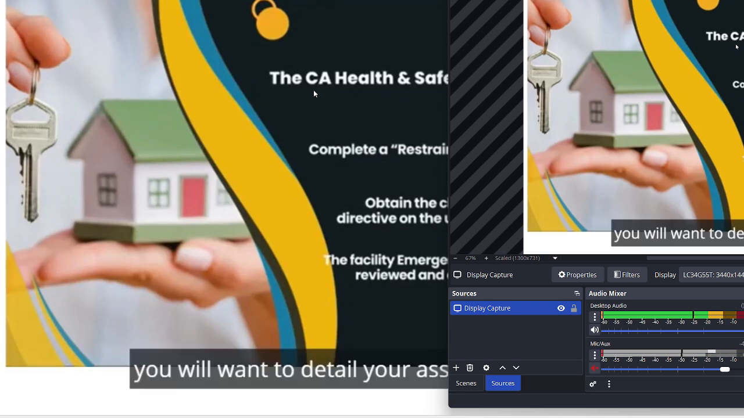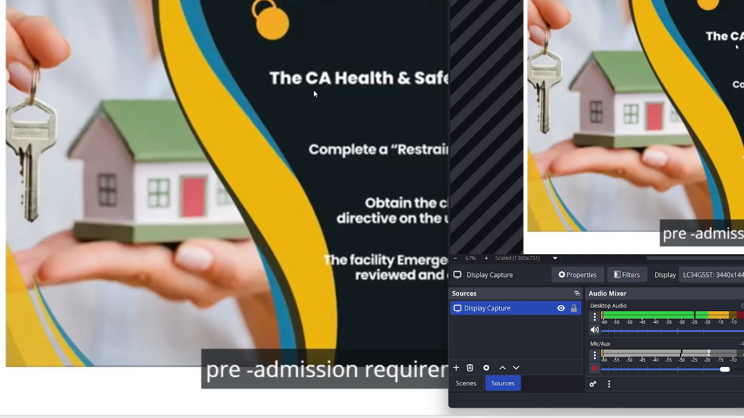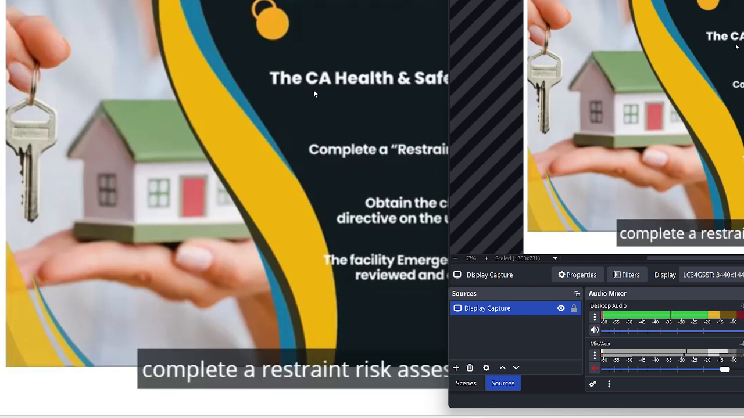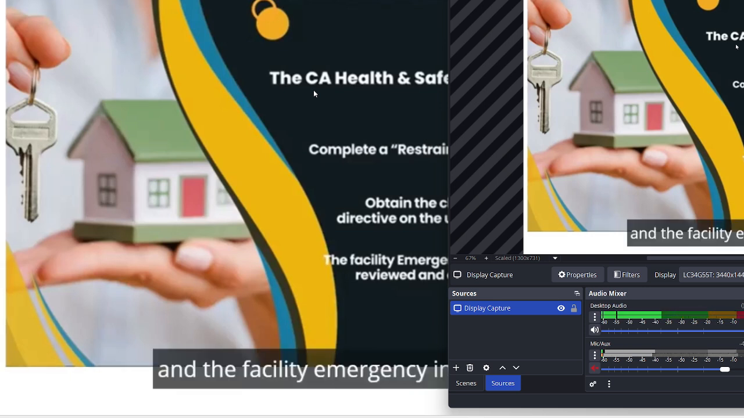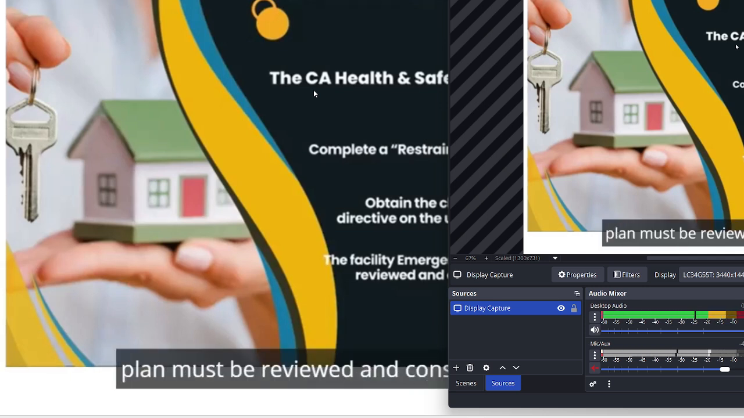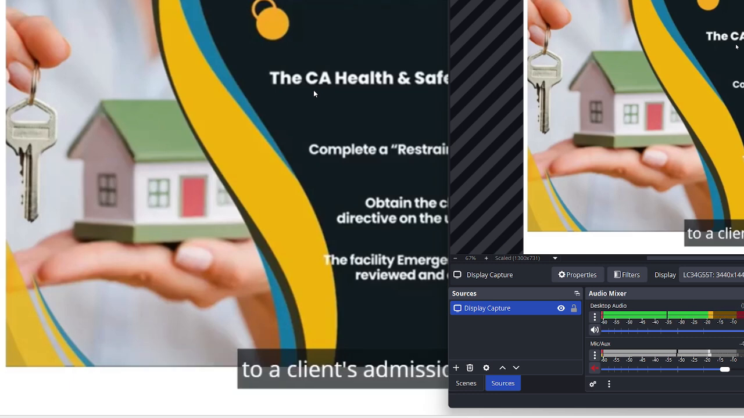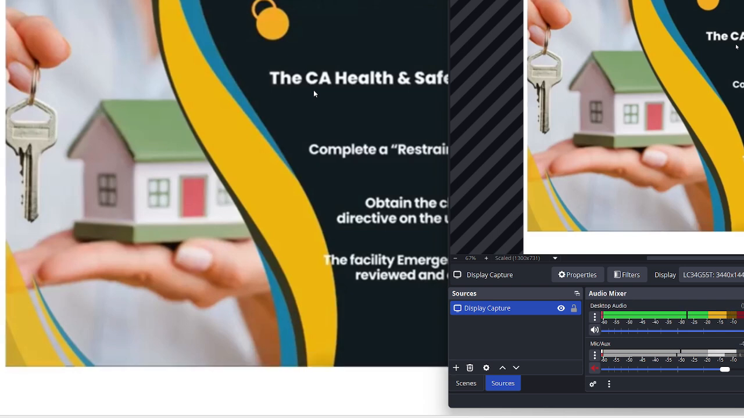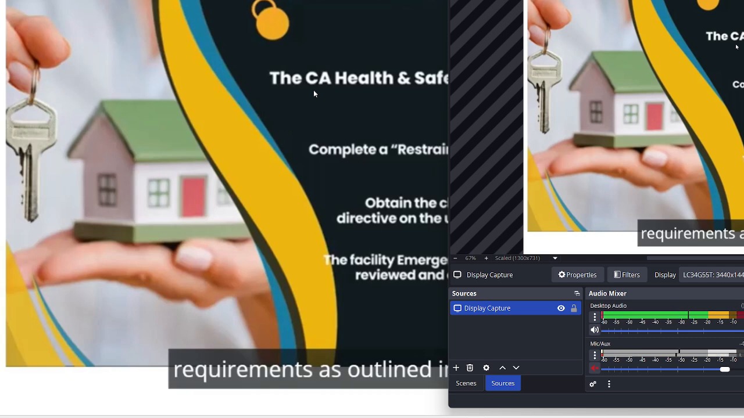In your program design, you will want to detail your assessment and pre-admission requirements. The Health and Safety Code requires all licensed facilities to complete a restraint risk assessment prior to admission, obtain the client's documented advance directive on the use of restraint and seclusion. And the facility emergency intervention plan must be reviewed and consented to prior to a client's admission. For more information on these components, please review the emergency intervention program requirements as outlined in Title 22.